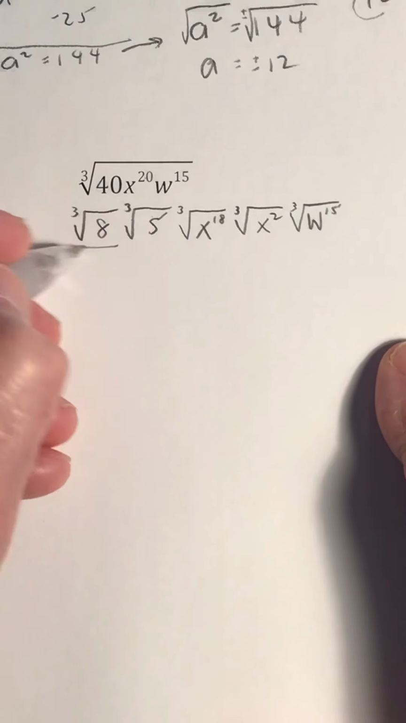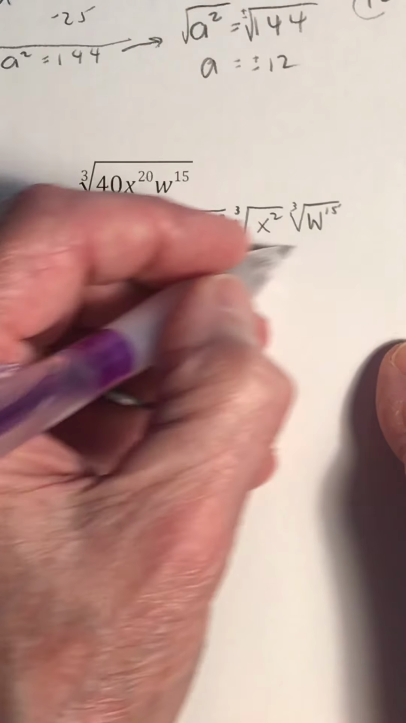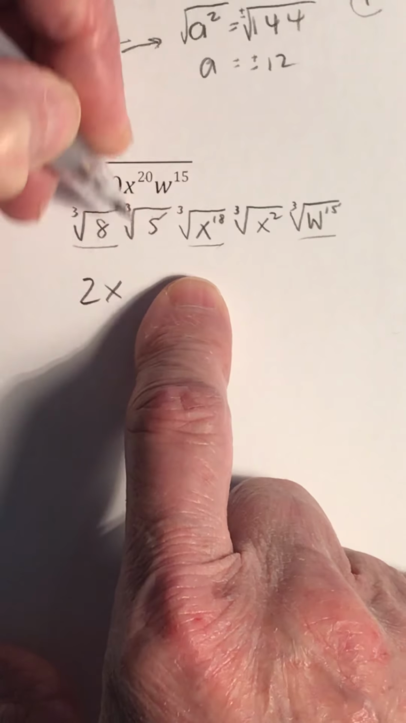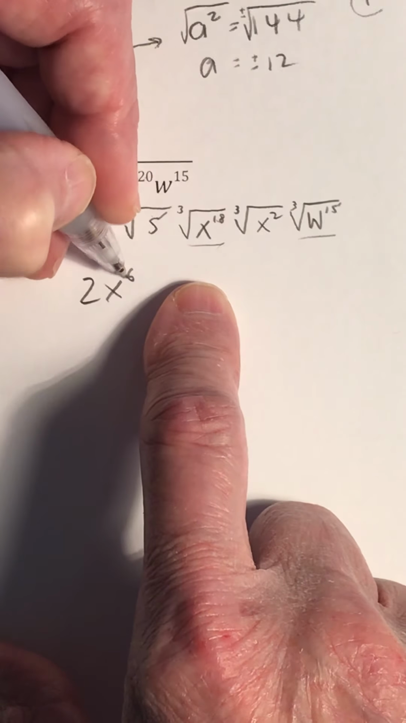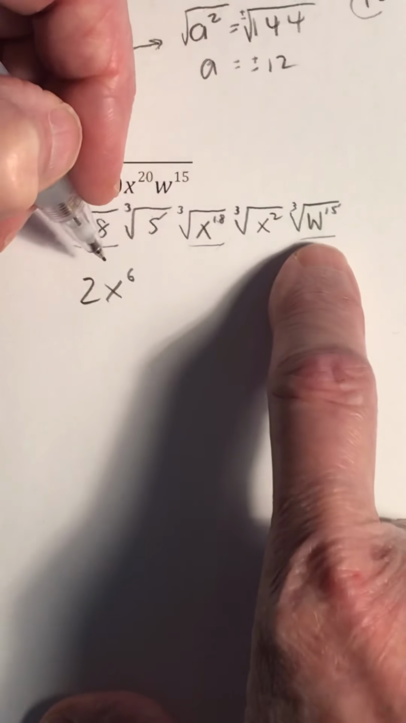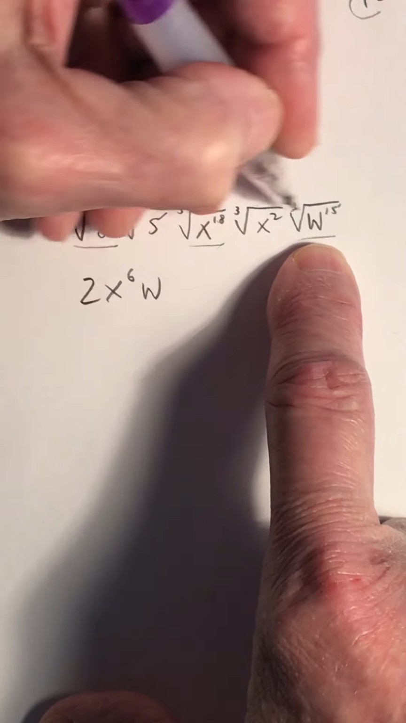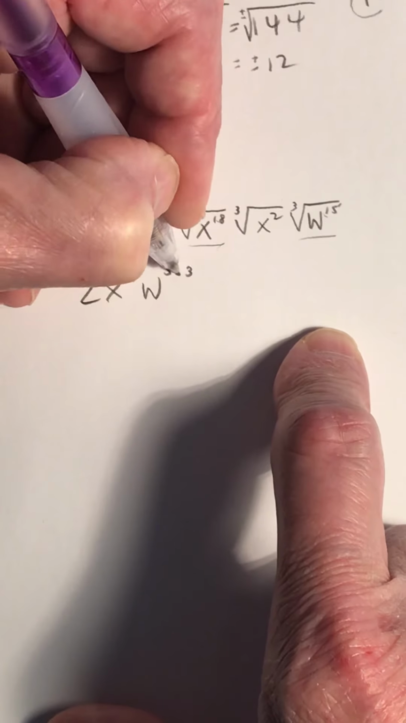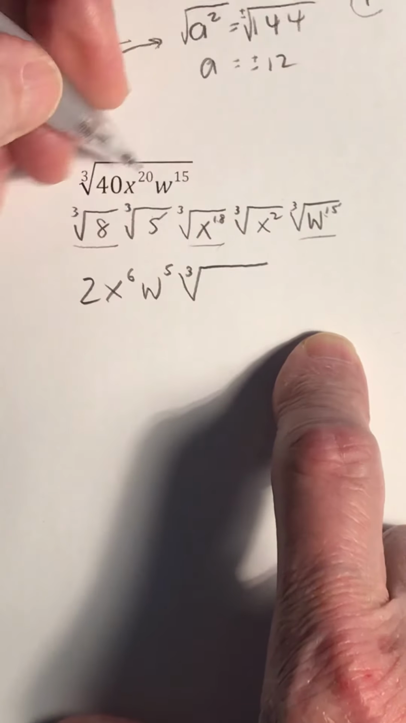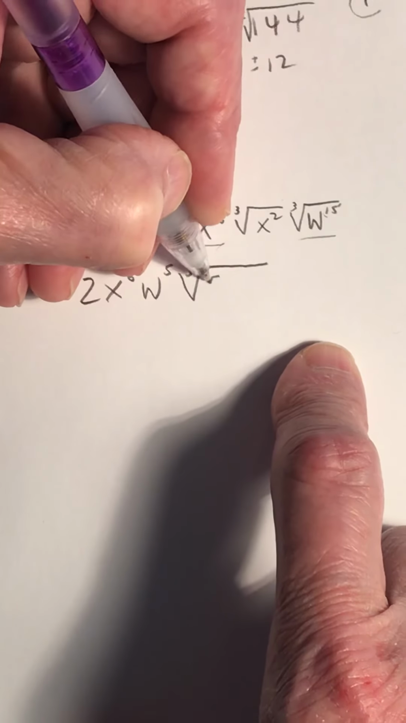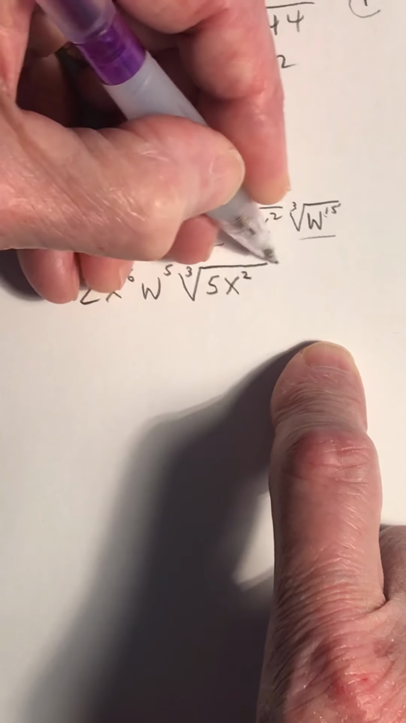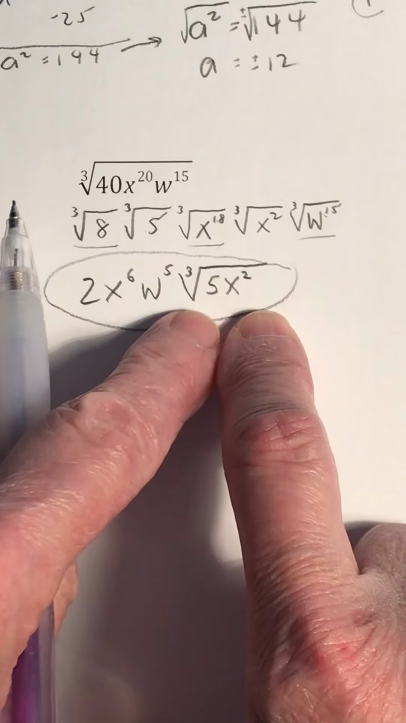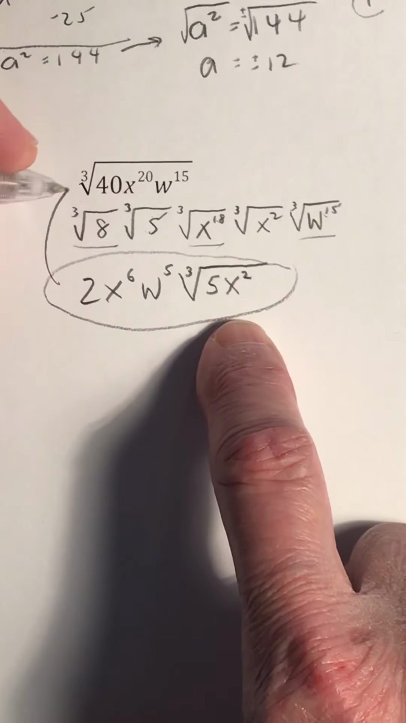And now this simplifies, and this simplifies. This becomes a 2. This becomes x to the 6th, 18 divided by 3. And this becomes w to the 15 divided by 3, which is 5. And what do we put back under the cube root radical sign? A 5 and an x squared. Let's double check for accuracy. Yeah, I believe that's all.